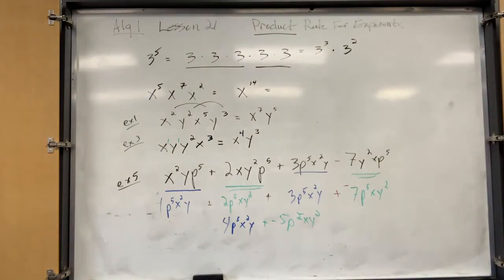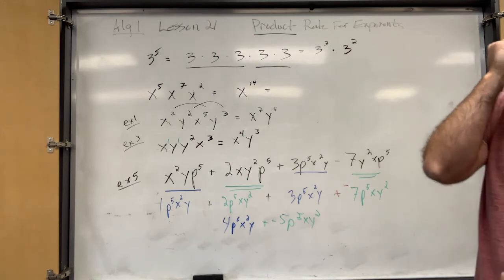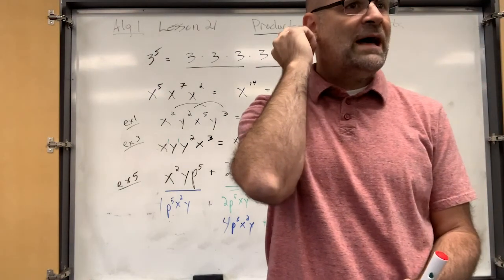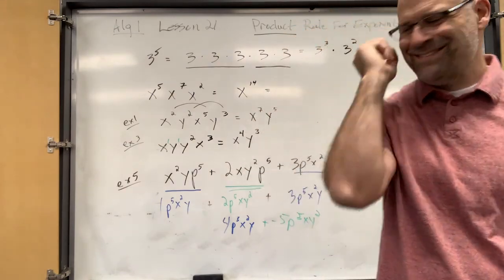All right. You guys good on 21? Product rule. What do you do with the exponents? You add them. I read your lips.